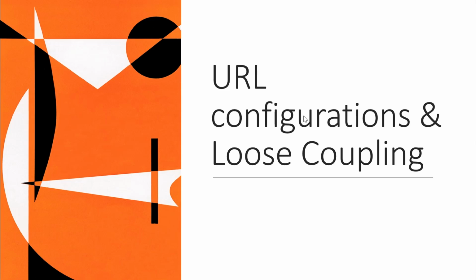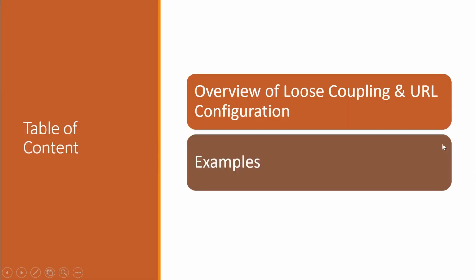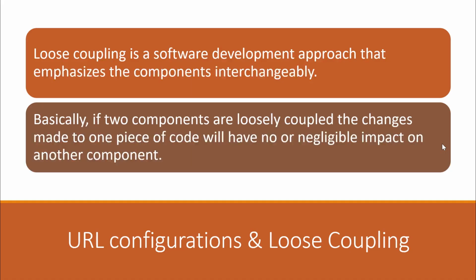In the previous video tutorial, we discussed how we can create a view in Django. Now, for this tutorial, we will take a step further and discuss one important concept of loose coupling in Django. We start off this video by giving an overview of what loose coupling and URL configuration are, and then we will discuss some examples related to it. So without any further delay, let's jump to the very first topic and understand what loose coupling is.